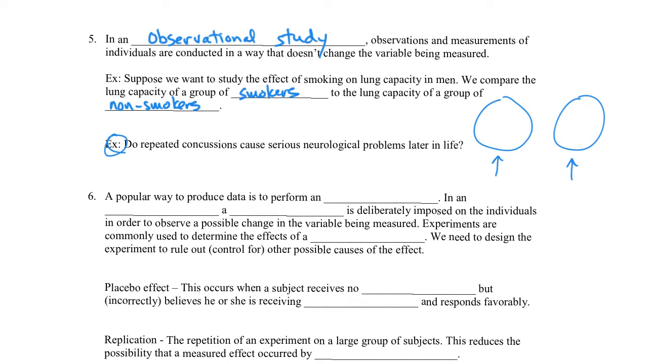So these are observational studies, but the key is you're not changing anything. You're dividing people into groups, you're noting differences amongst the individuals, but you're not imposing a change. You're not saying that this group is going to do anything different. You're keeping things as they are and measuring. Okay, so that's an observational study.